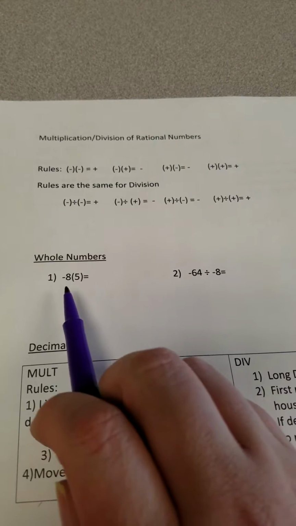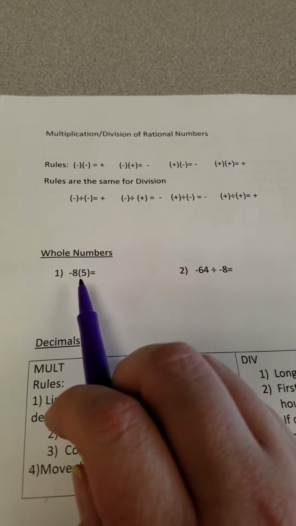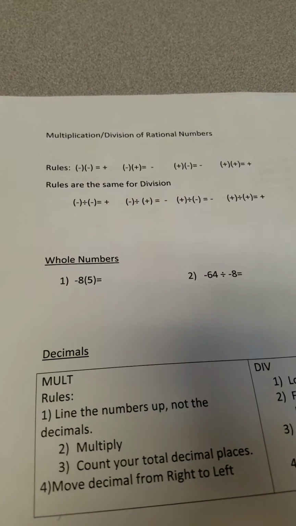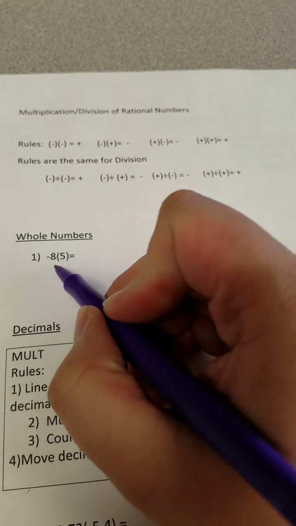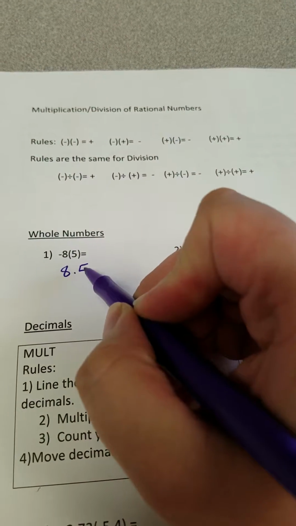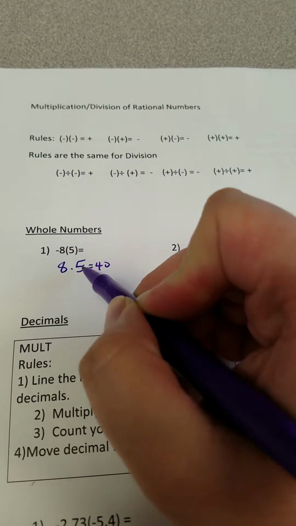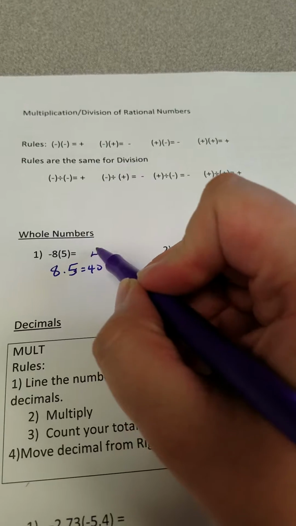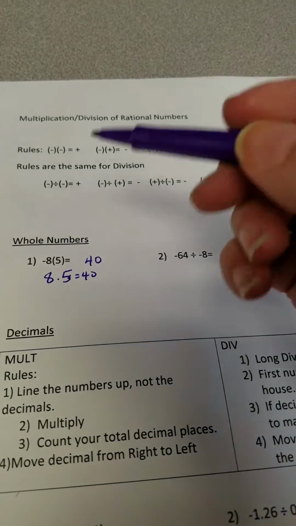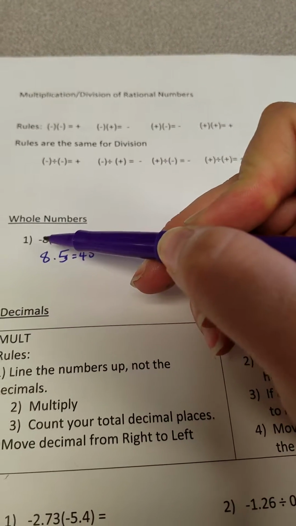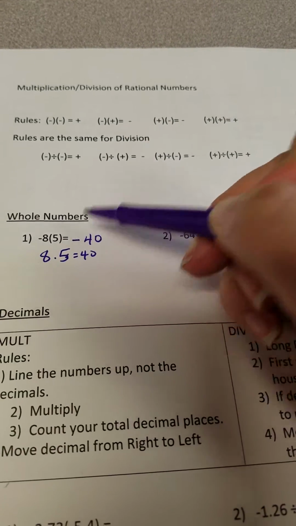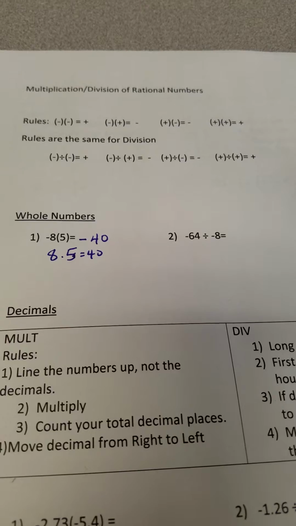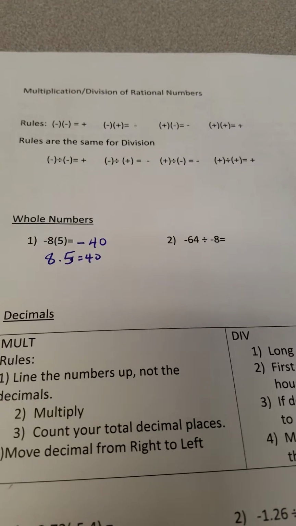So when we multiply two numbers together, you just multiply them together and then ask about your sign. So we have a negative 8 times 5. We know that 8 times 5 is 40. So therefore, our answer is going to be 40. But then we need to go back in here and ask ourselves, what is a negative times a positive? A negative times a positive is a negative. So our answer is going to be negative 40.